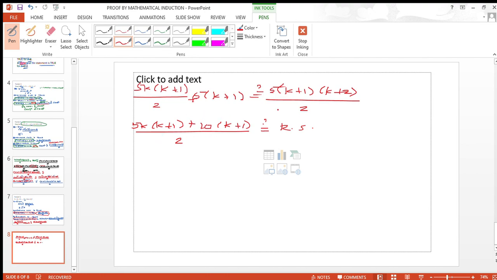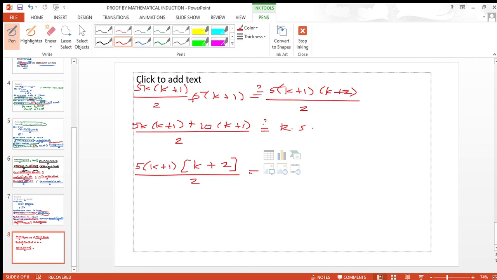Next, what can we do? K plus 1 is a factor. 5 is a factor. K plus 1 is here. 5 is also a factor. So we can factor out 5 and k plus 1. And in doing so, what is left? We have factored out 5. We have factored out k plus 1. So we're just left with k plus, we have factored out 5, so we're left with 2. We have factored out k plus 1, so that will be left there, divided by 2.